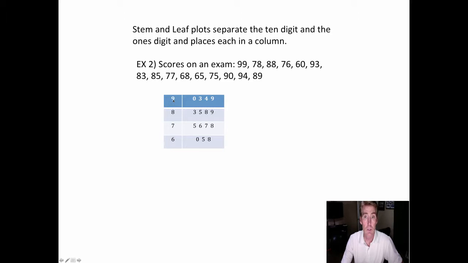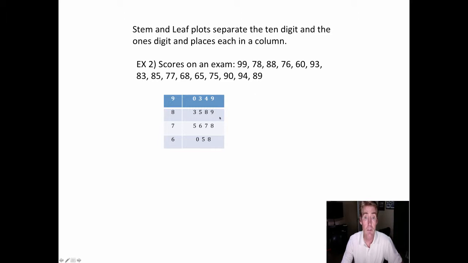The way that it's read is that somebody got a 90 right here, a 93, a 94, etc. So for example, here's the 99, the highest score, and these scores over here are in order. So an 83, an 85, so there must have been somebody that got an 89. Here it is right here.